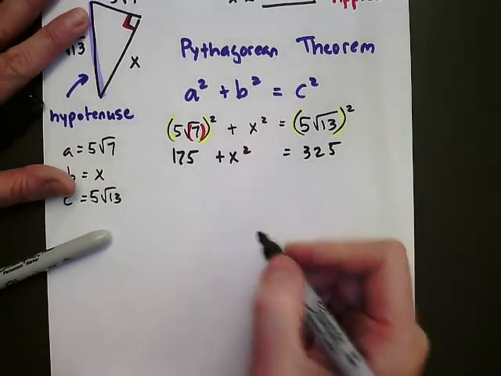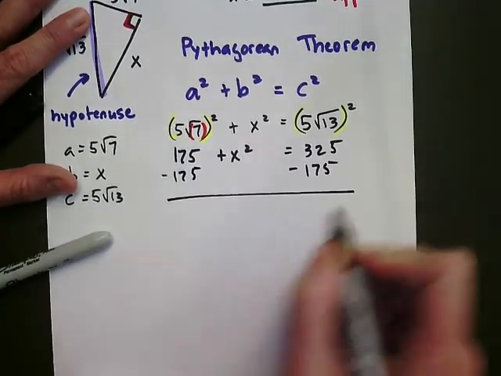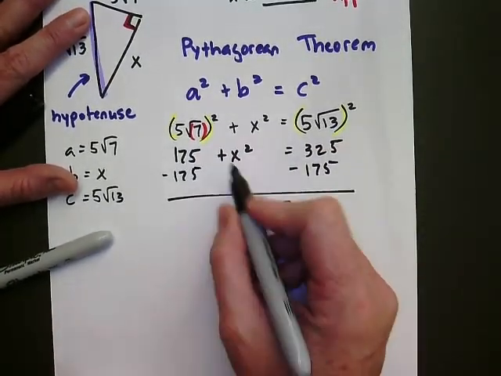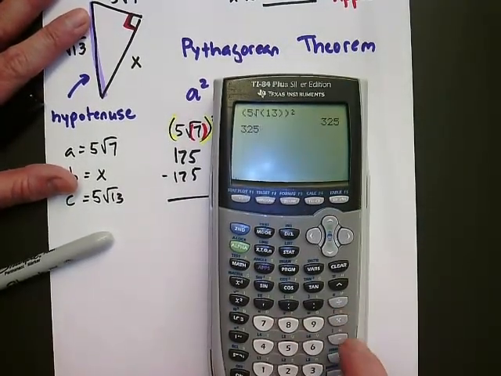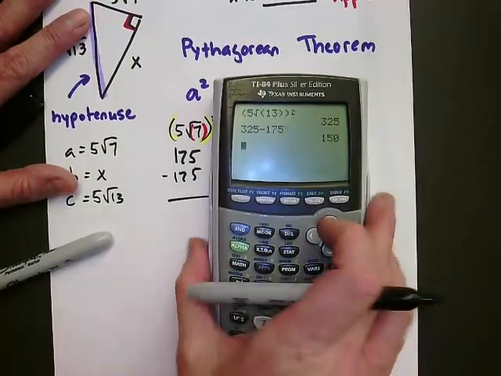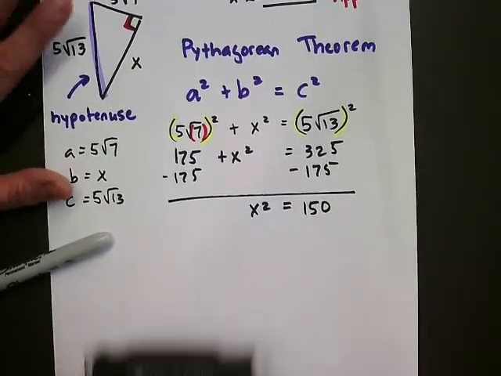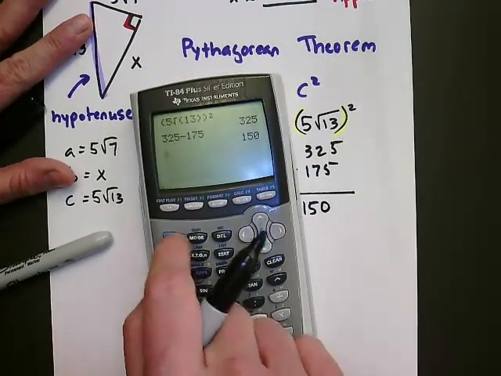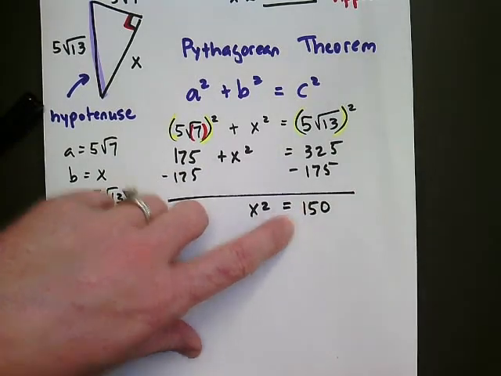All right, now I want to solve for x, so I'm going to subtract 175, keeping my equation balanced. Keep my equal sign where it goes. I just have an x squared over here. 325 minus 175 is going to give me 150. Now I can go to the calculator here and do the square root of 150, because that's what would undo a square, right, to do the square root.